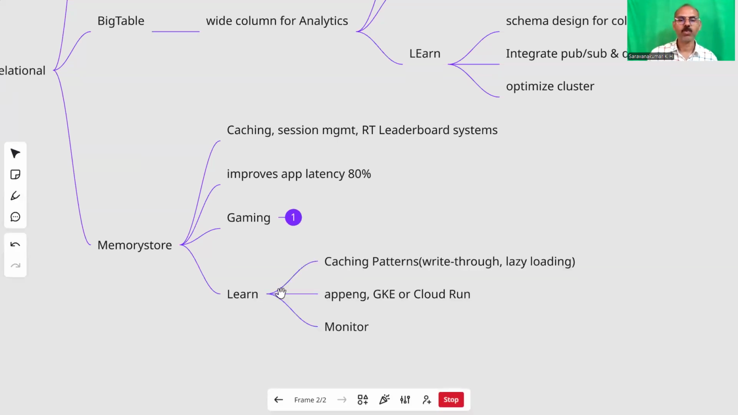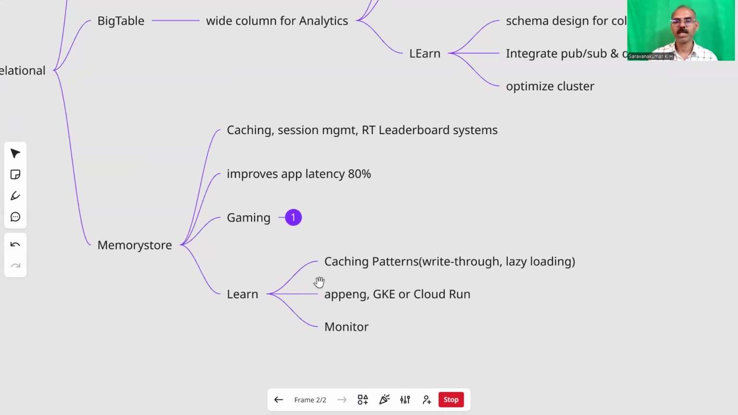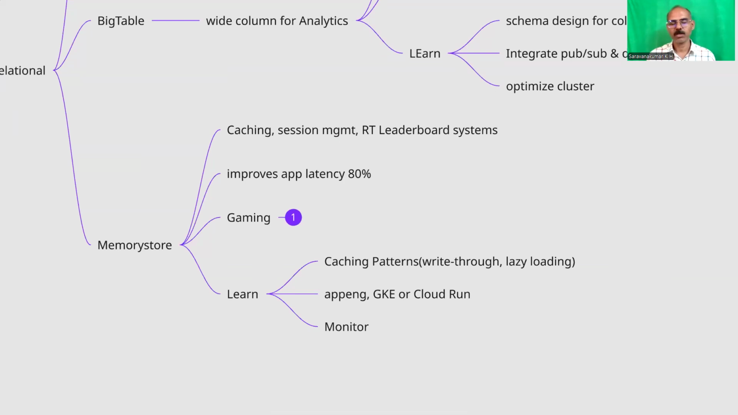And what you can learn more over here is the caching patterns, like write-through or lazy loading. Lazy loading is about what is minimally needed to store, and that kind of data is utilized with this Memorystore database. You need to expand your knowledge there, and learn how to integrate with App Engine, Google Kubernetes Engine or Cloud Run, and also understand how you can visualize through monitoring.